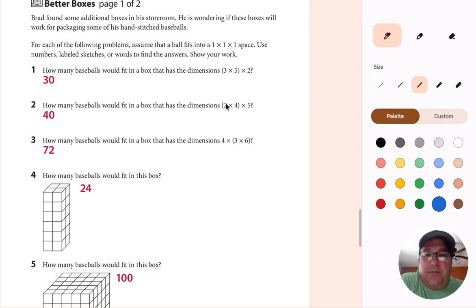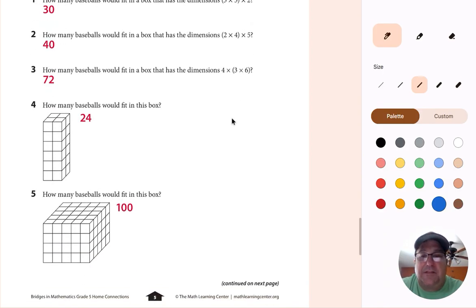boxes. They're going to go over, up, and down. Over, back, and up. And same with here. 2 times 4 times 5. I just need to see the work. And you can multiply in any order, so you don't have to follow the rules on these.